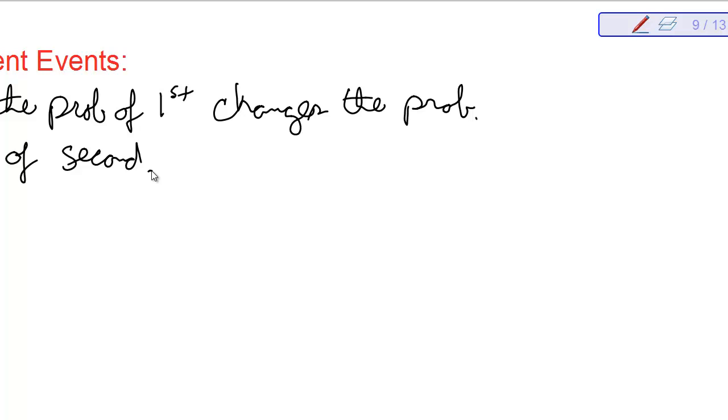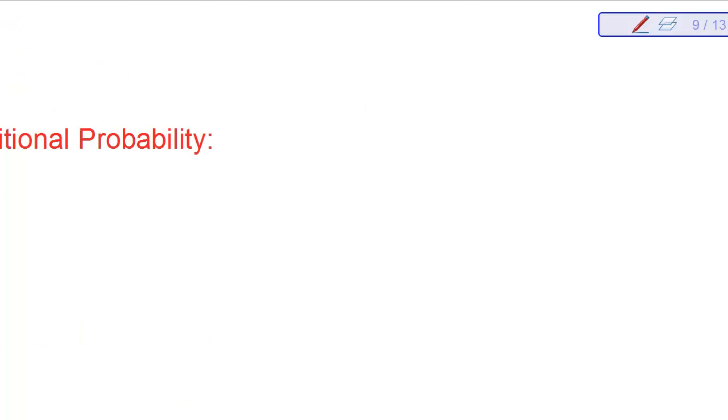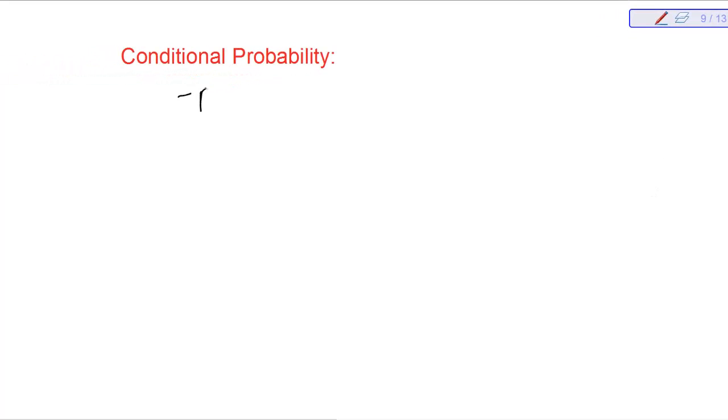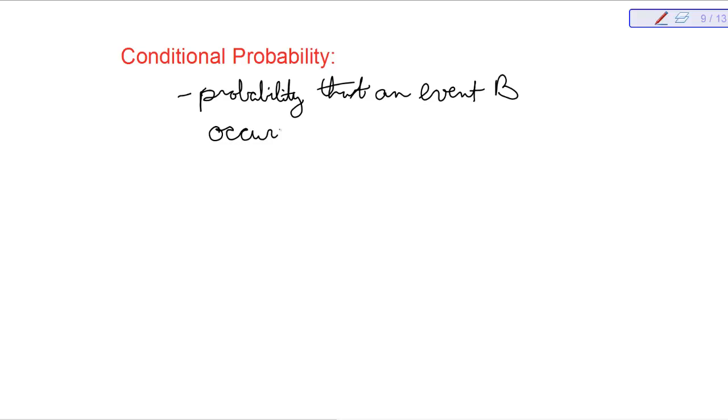And when we're looking at this for dependent events, most of the time we also discuss conditional probability. Conditional probability is the probability that an event B occurs after an event A has already occurred.